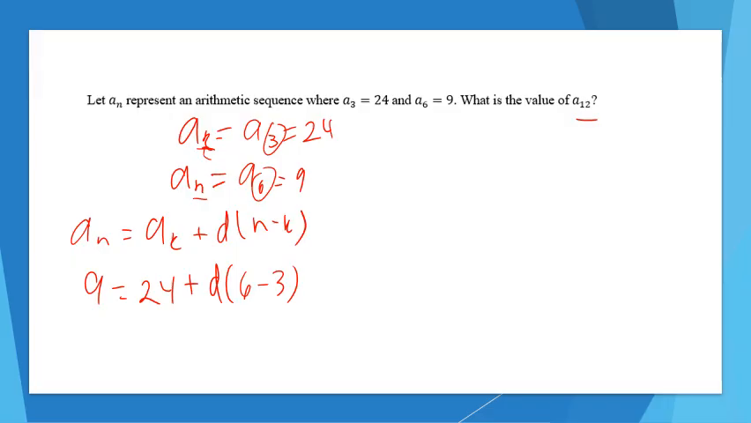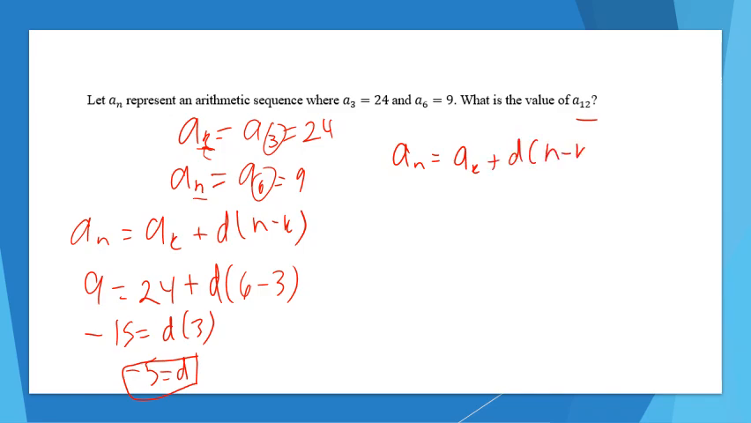We want to first find our common difference. 9 minus 24 is negative 15 equals d times 3. Once we have this, divide both sides by 3 to get -5 as your common difference. Once we have that, then we can plug in a general expression for a of n. So a of n equals a of k plus d times n minus k.